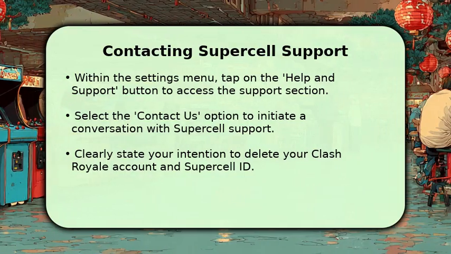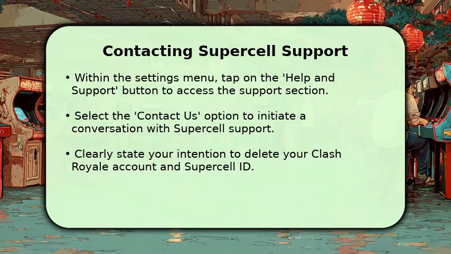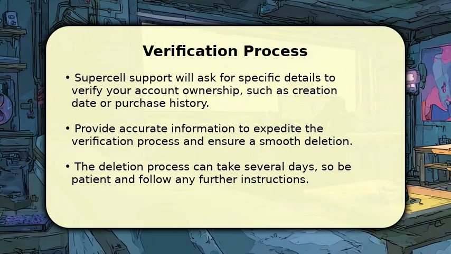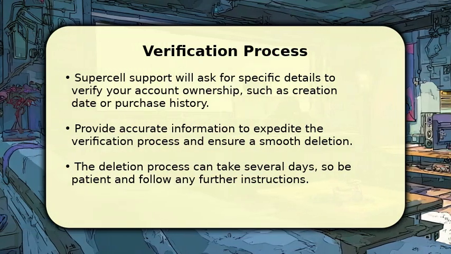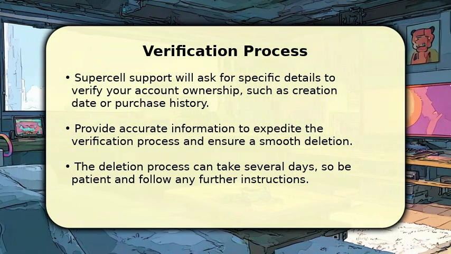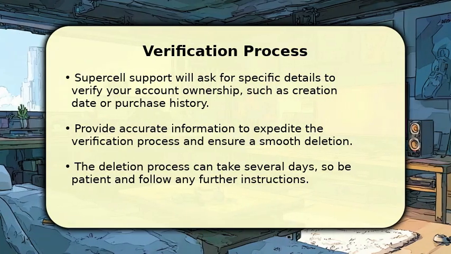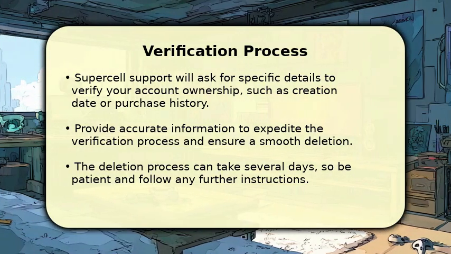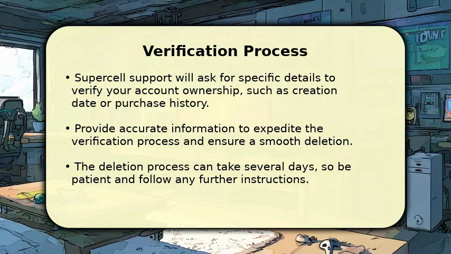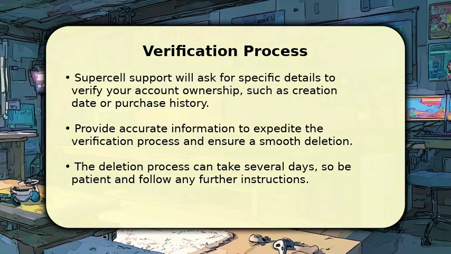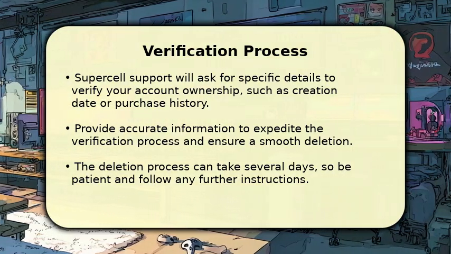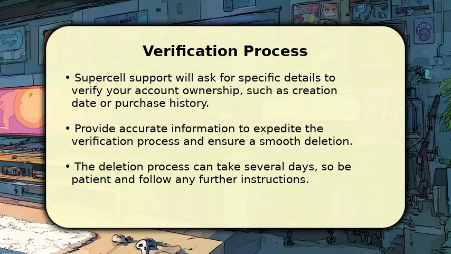Clearly explain that you wish to delete your Clash Royale account and the associated Supercell ID. The support agent will then ask you several questions to verify that you are the legitimate owner of the account. Be prepared to provide details like your account's creation date, any in-app purchase receipts, or the names of previous clans. Providing accurate information is crucial for a quick verification. Once verified, the support team will initiate the deletion. This process typically takes a few business days to complete fully.